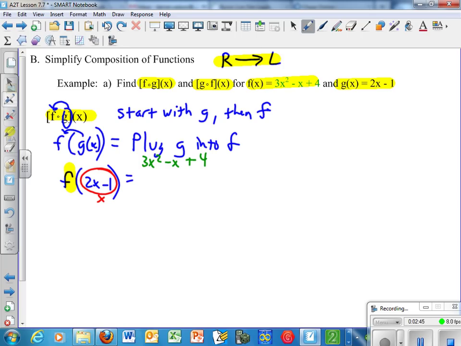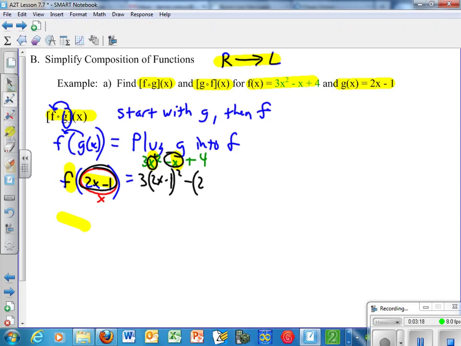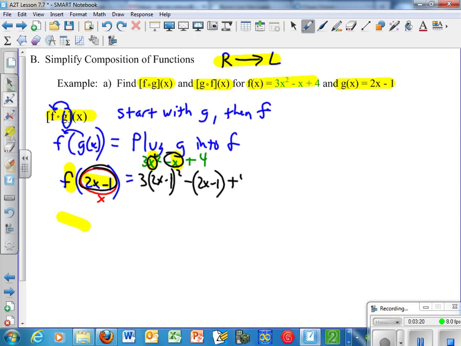So here's what it means. Every place I see an x in function f, I want to put in 2x minus 1. I have this 3. Where I have this x right here, I have to put in 2x minus 1, so I have 2x minus 1 in parentheses, and I want to square it. I also have an x right here, so for that x, I want to put 2x minus 1. More than one term, put it in parentheses, and plus 4.